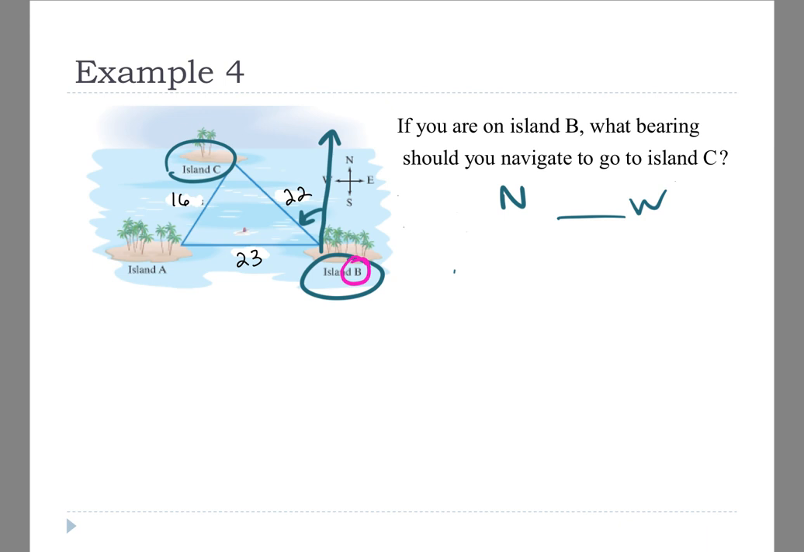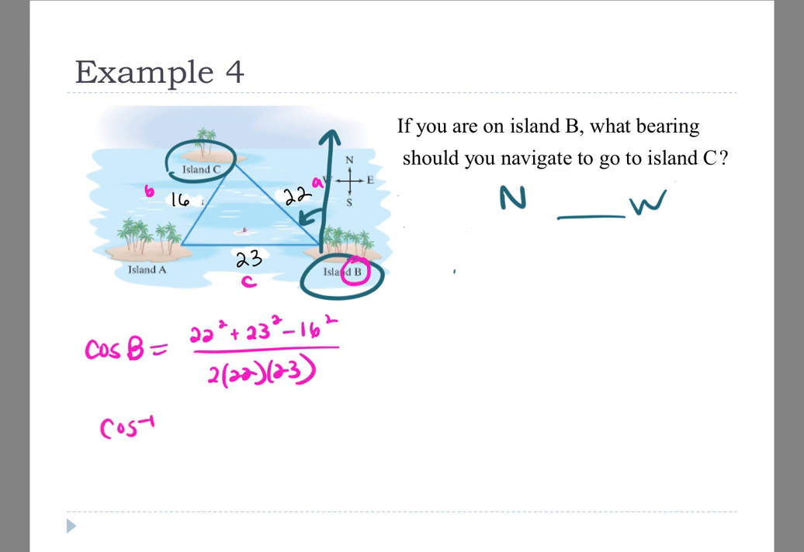So cosine of B would equal, this would be B, this would be C, this would be A. So A squared plus C squared minus B squared over 2AC. And I'm going to cosine negative 1 that whole thing. Yeah, sorry, I said B but wrote C. Second cosine.